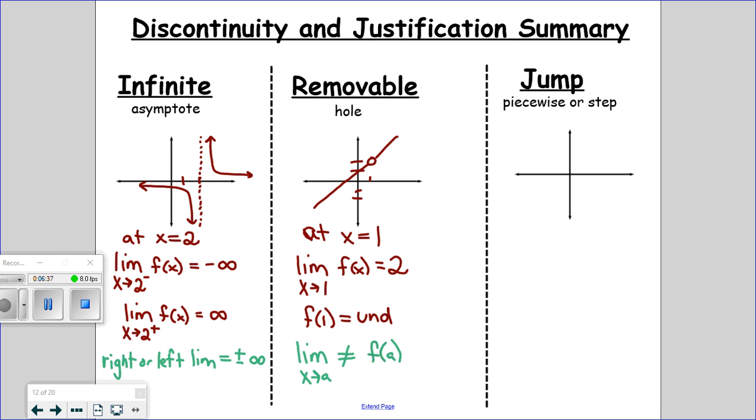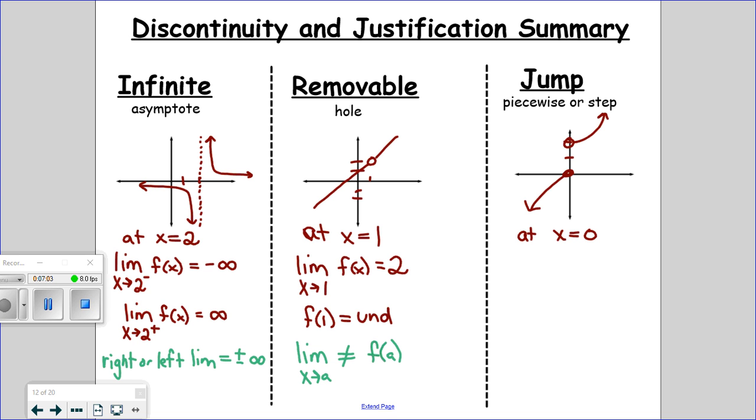The jump discontinuity. A jump discontinuity is going to look like some sort of a piecewise function or step function. So maybe it looks like this. On that one, you can see that we would have a jump discontinuity. It jumps from one piece of the graph to the next piece of the graph, and this one's happening at x equals 0.